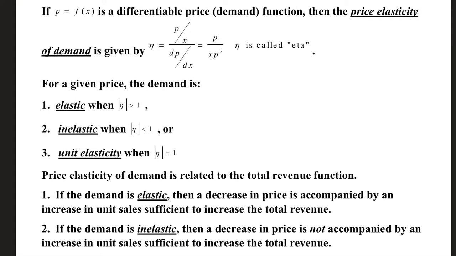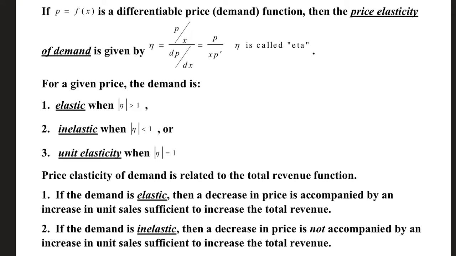If P is some function of X and it's a differentiable price or demand function, then the price elasticity of demand is given by the Greek letter eta. It is defined as the price function over X divided by the derivative of the price function with respect to X. In easier terms, if you think of this as a complex fraction, it's going to be the price function over X times the derivative of the price function.